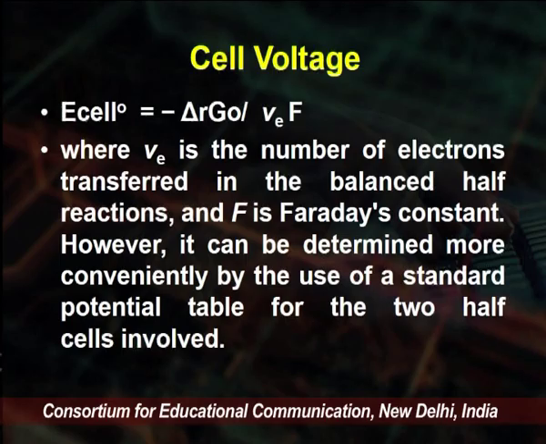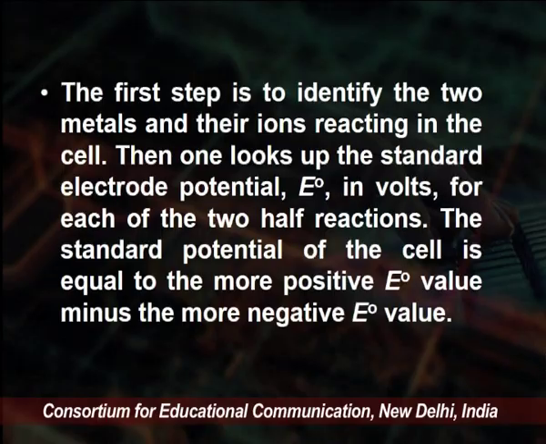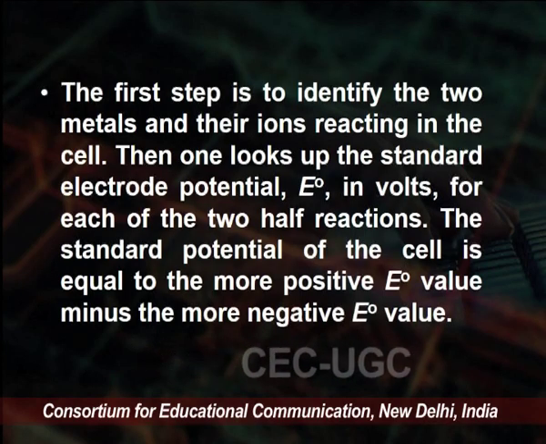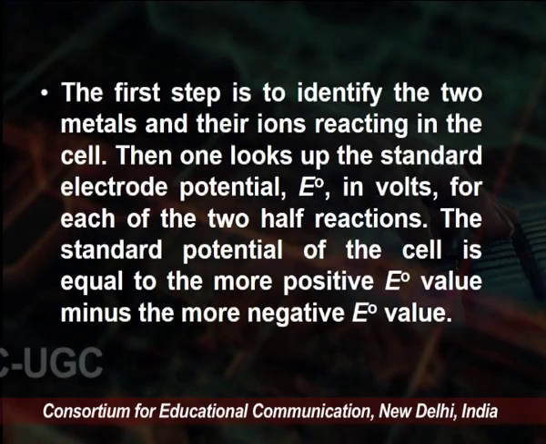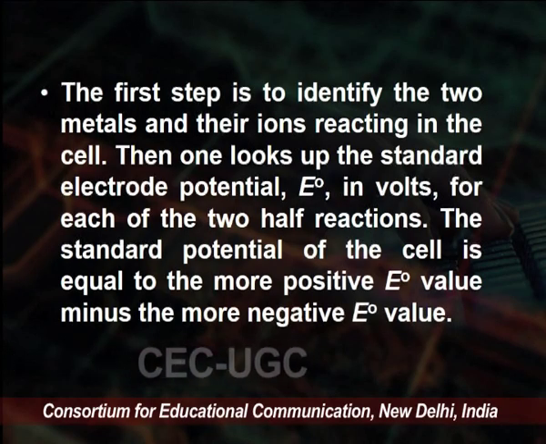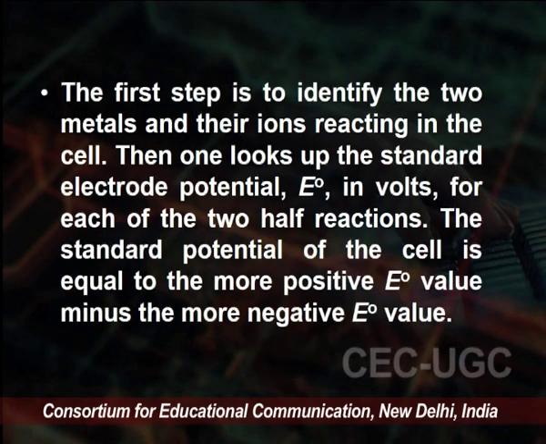However, it can be determined more conveniently by the use of the standard potential table that has been given. The Faraday constant has been given, and from the standard table we get the potential for the half cells involved. The first step is to identify the two metals and their ions reacting in the cell. Then one looks up the standard electrode potential, that is the E naught in volts, for each of the two half cells.